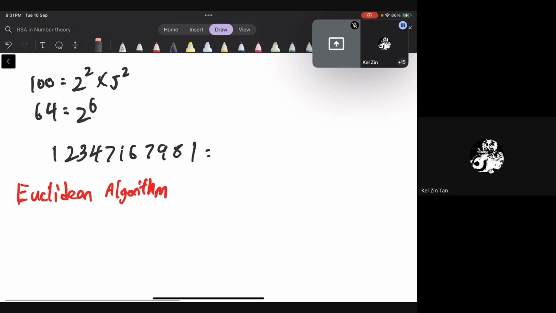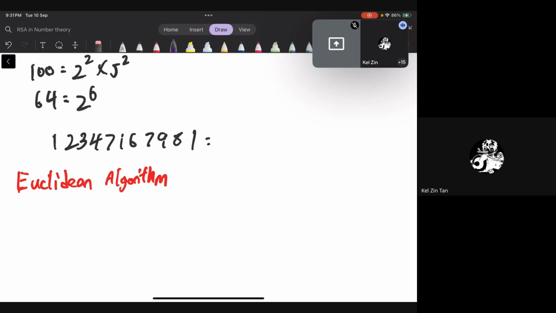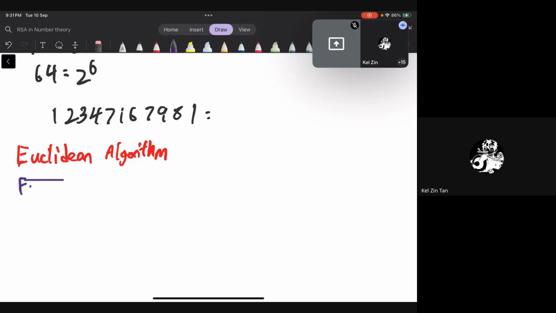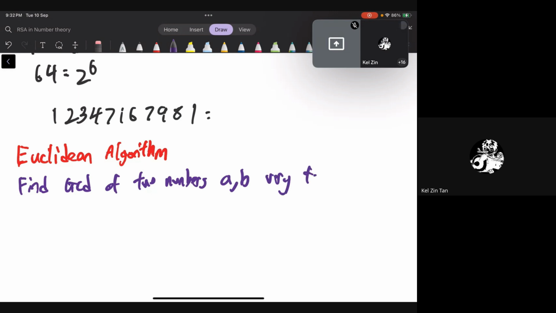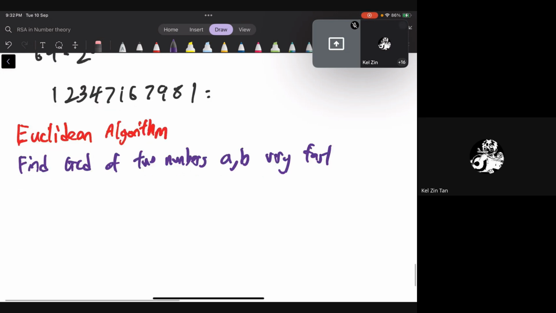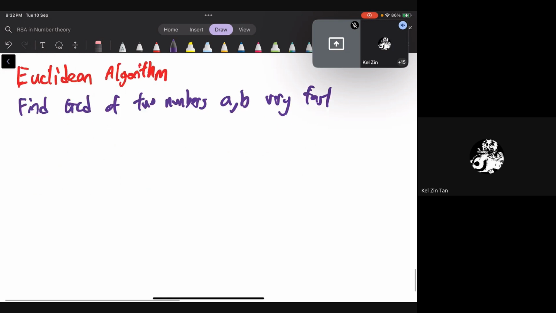So the Euclidean algorithm finds the GCD of two numbers A and B very fast. This is in terms of the computational power that you need to use, but basically you can do it very easily. So how does it work? First, we need to prove a property.